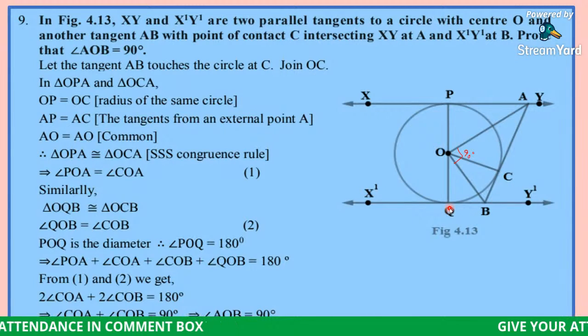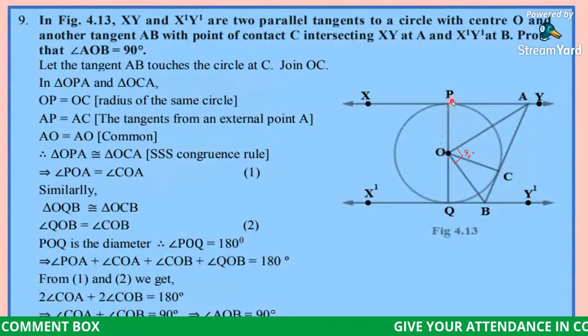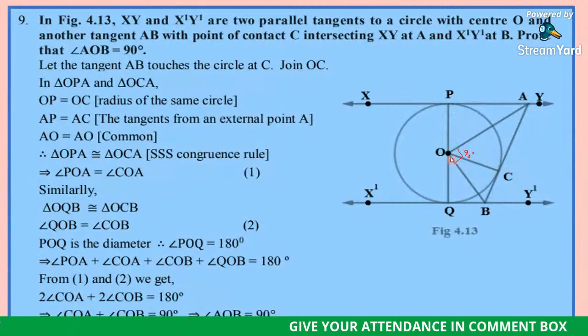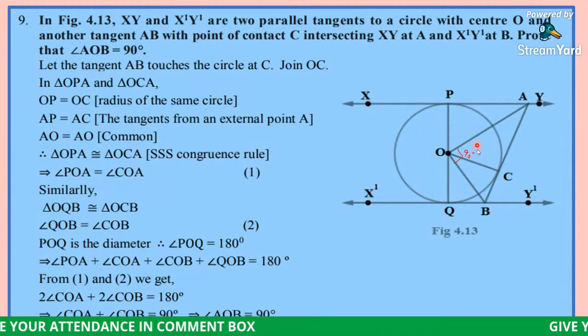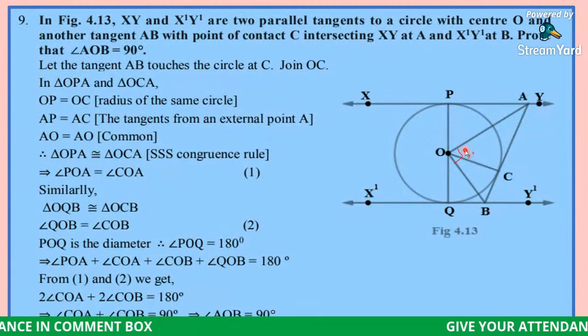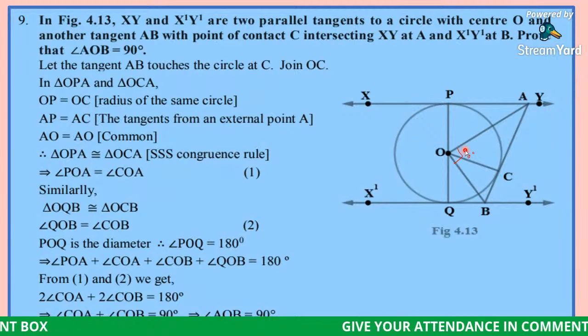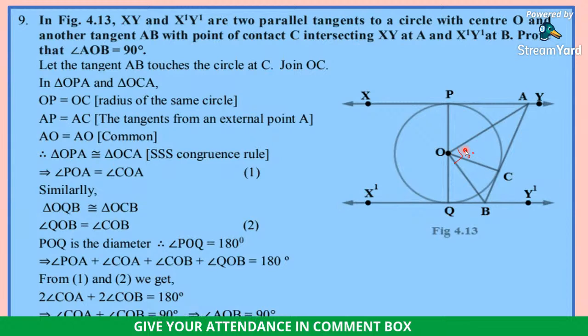Another thing that we are going to use here: OP is the radius, OC is the radius and OQ is the radius of the same circle. That means all these three radii will be equal. One by one we are going to use them so that we can prove the needed one.